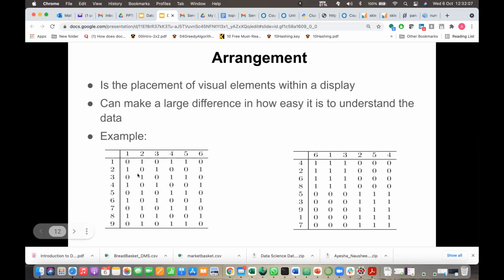So if you want to find out where are the ones in the first figure and where are the ones in the second figure, is it easy by looking at the second figure? Yes, sir.